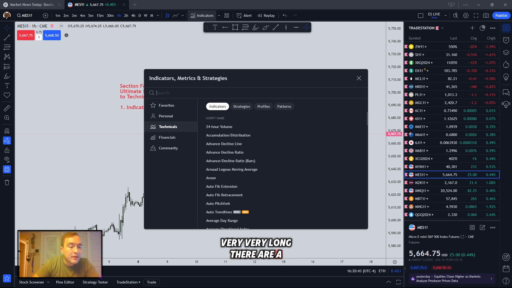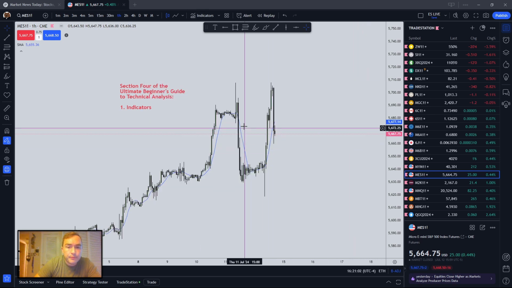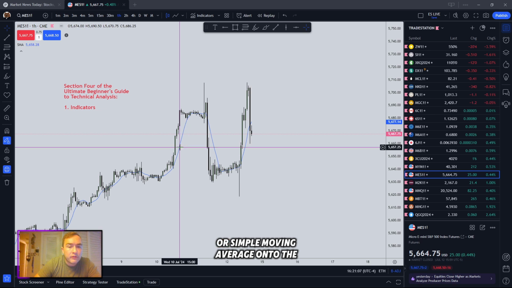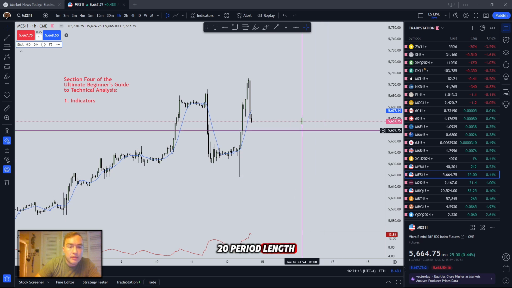There are a number of indicators, and how indicators work is they are mathematical models that show you price in a different way. There are all kinds of different indicators. The first set of indicators that I want to talk about is the simple moving average. I've added what's called an SMA, or simple moving average, onto the chart, and we'll put it at 20 period length.